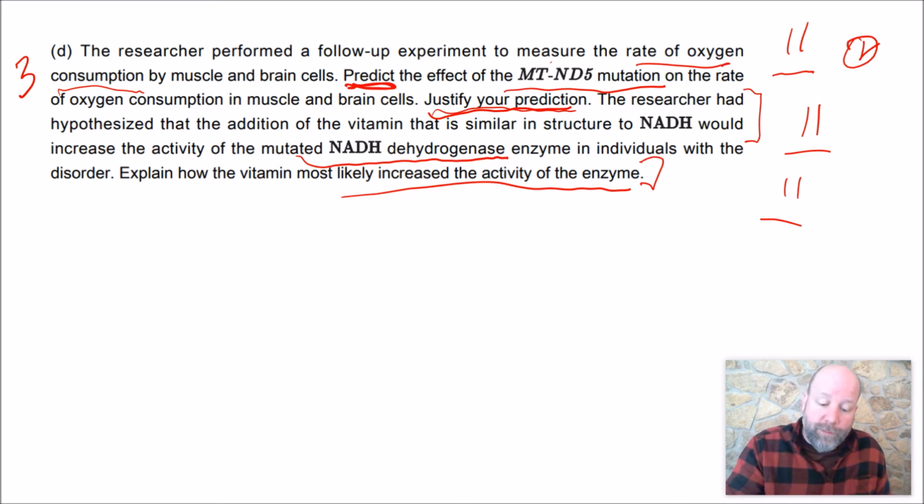All right, so for the third point, explain how the vitamin most likely increased the activity of the enzyme. So it binds the active site of the enzyme. It is similar enough to NADH that it can bind the active site of the enzyme and make it work. And that's really all you have to say for this one. It's similar enough in shape to bind the active site. That's all you need to say.